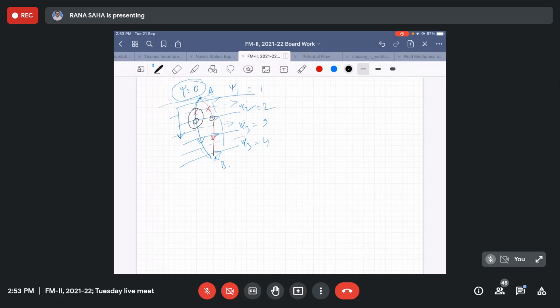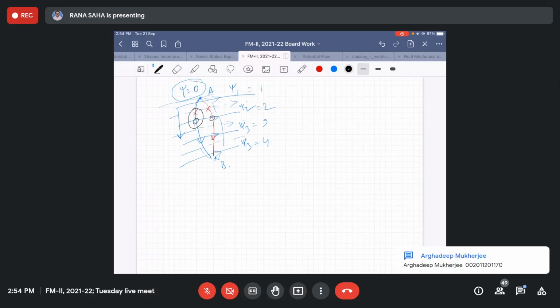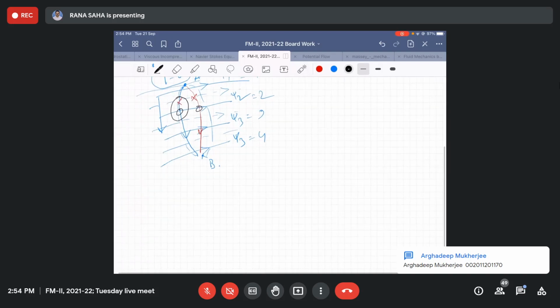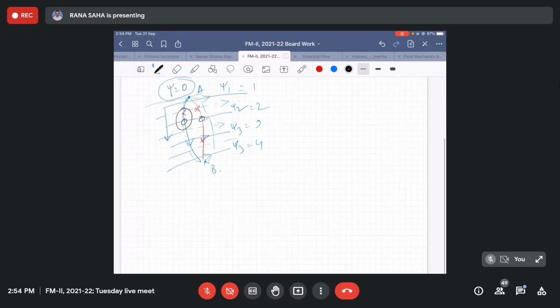So the treatment in the book of Massey, actually, that is another reason for defining the velocity potential this way: as you go in the direction of flow, your potential decreases. That's why this minus sign arises. Okay, so the velocity potential decreases in the direction of flow. That is the logic coined by Massey in his book. So that is another reason.